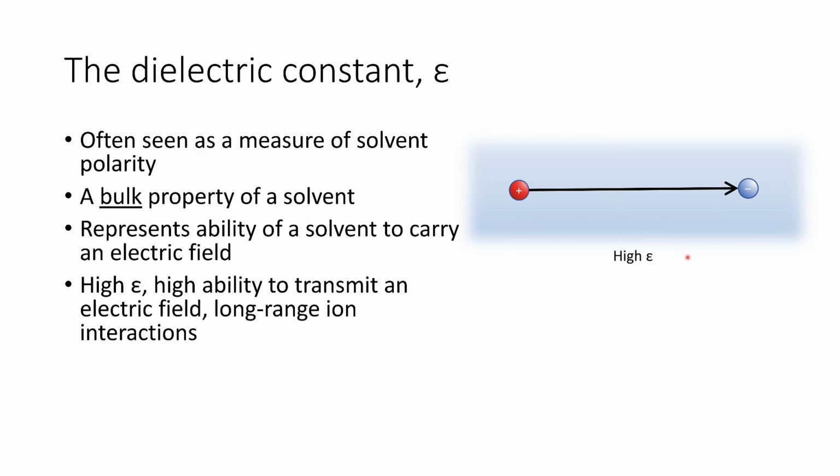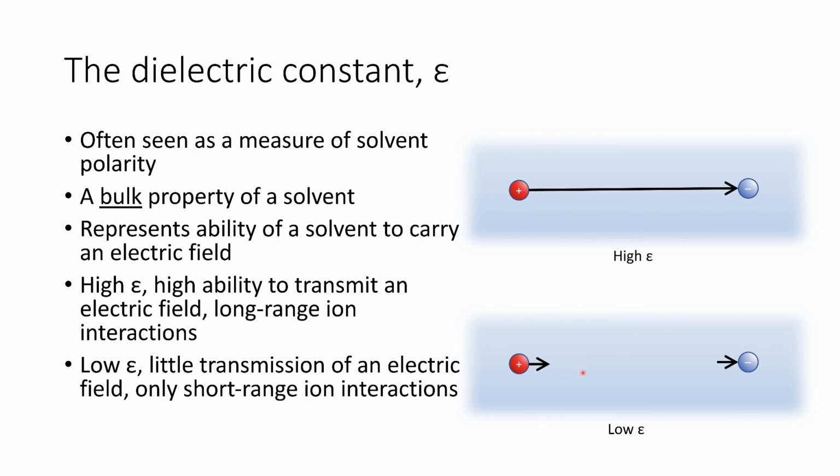If, however, we have a very low relative permittivity, then there is very little transmission and the field is not able to permeate. So we only end up with short-range ion-ion interactions. What this means is for a low epsilon, we will tend to form ion pairs because as soon as one charge encounters another, they'll stick together. There's nothing else to stabilize them. Whereas in a high relative permittivity environment, these ions can detect each other from a long range and they offer long-range stabilization. So it's important to remember this dielectric constant and the role it plays in forming ion-ion pairs.